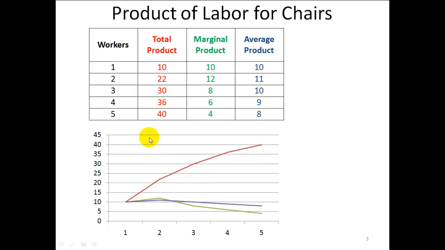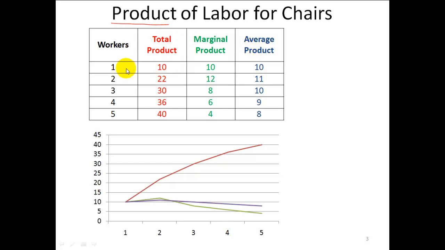Now, let's imagine that we are running a small factory where we manufacture chairs, and we are going to understand three different types of product curves. What does product mean? Product, again, in this context simply means output. Product of labor means what is the output produced by labor. You need to understand three major types of product curves: total product, marginal product, and average product.